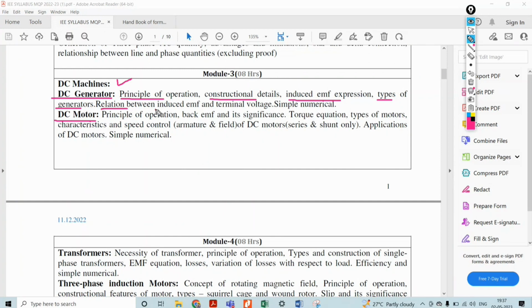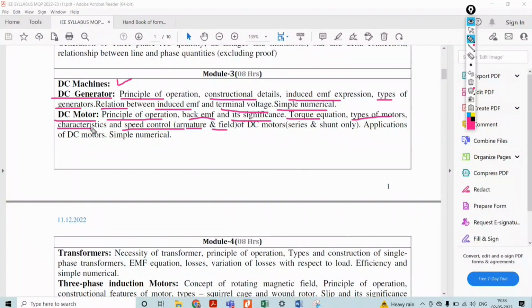Then the relationship between the induced EMF and the terminal voltage; you can concentrate on the numericals. With respect to the DC motor: the principle of DC motor, then back EMF, what is the back EMF, what is its significance, then torque equation, types of motors. The types of motors remain the same as in the case of the generator. Then characteristics of the DC motor, then speed control. They clearly mention speed control by the armature and the field.